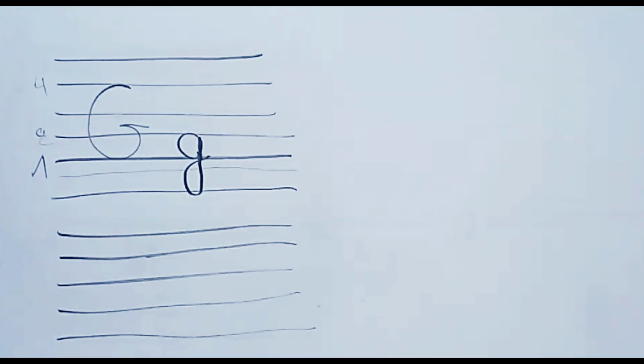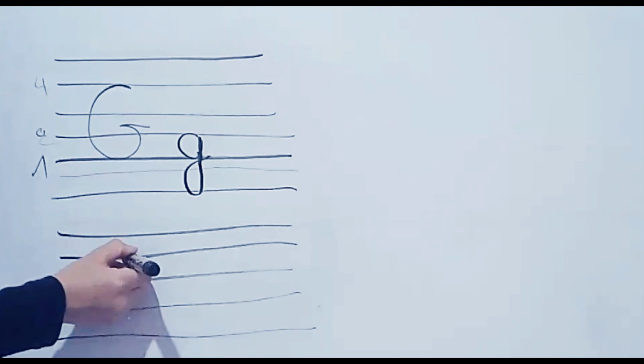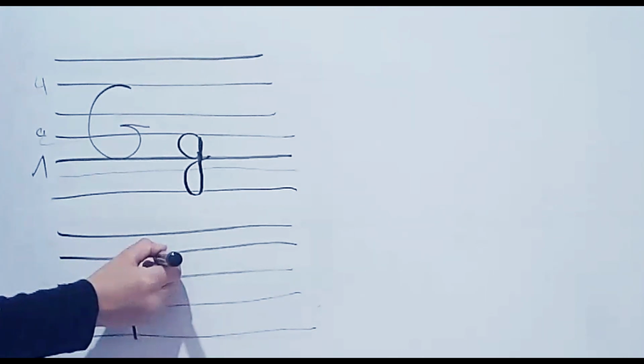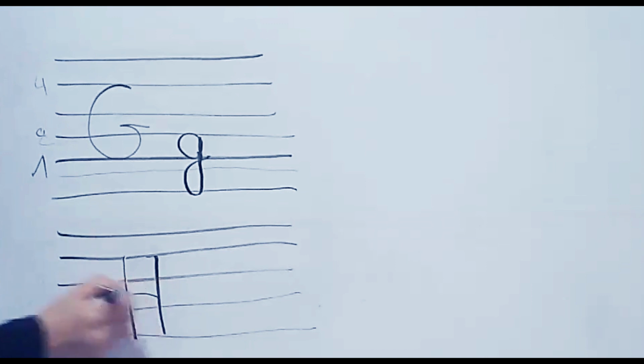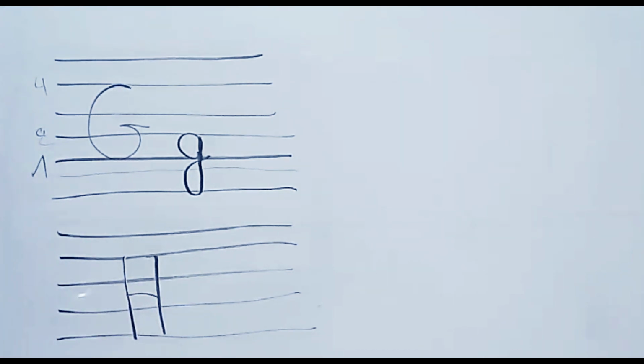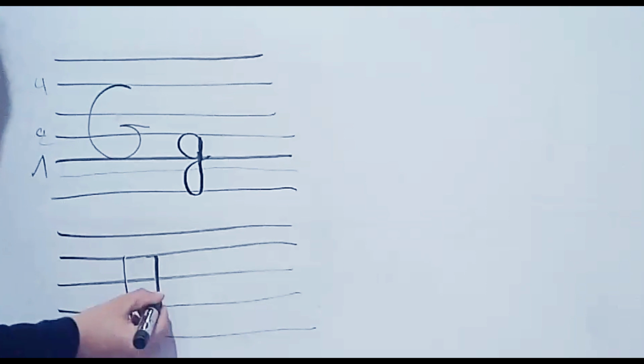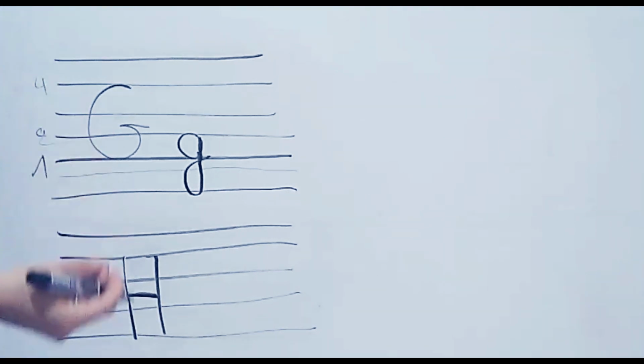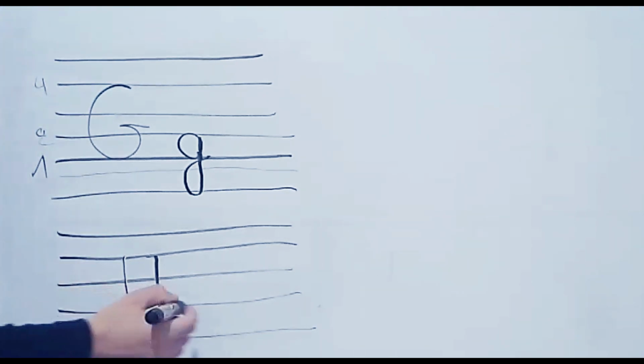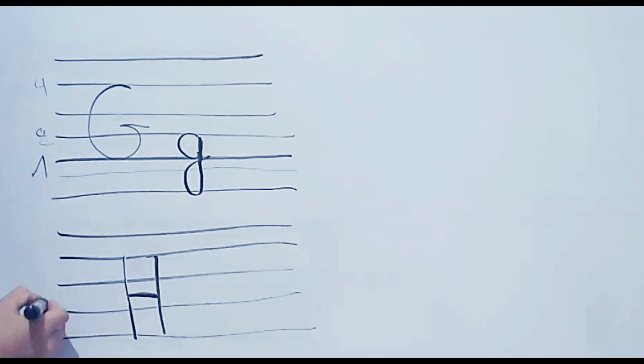Letter number 8 is H. So the capital letter H is like this. This is the capital letter. It's easy, okay? 3 strokes. The first stroke, the second one, and the third one. Just like this. The small letter H is like this. So this is the second line, this is the first line, and this is the fourth one.